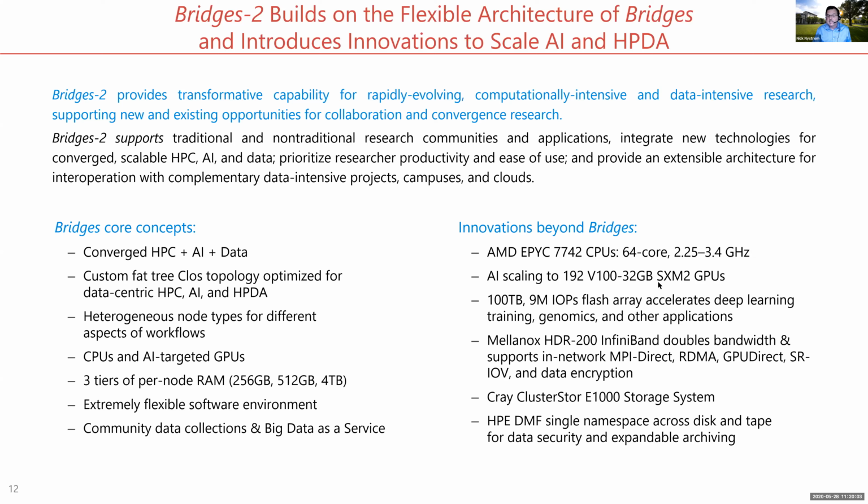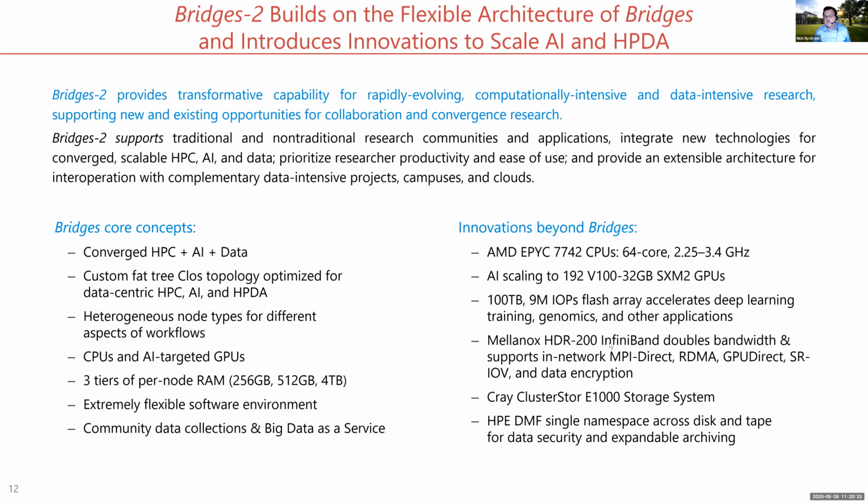GPUs. What SXM2 here means, for those who aren't familiar with that, is these are interconnected within the box using NVLink 2.0, fully interconnected at maximum bandwidth. And then the two HDR200 links between each of these is really designed to scale AI training up. The flash array will accelerate all of this. It's a very high performance pool for having large training data, especially.